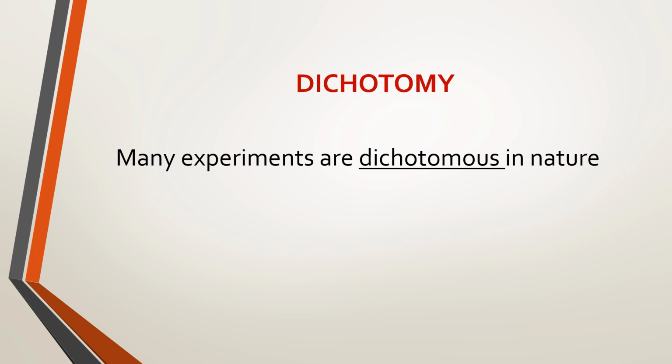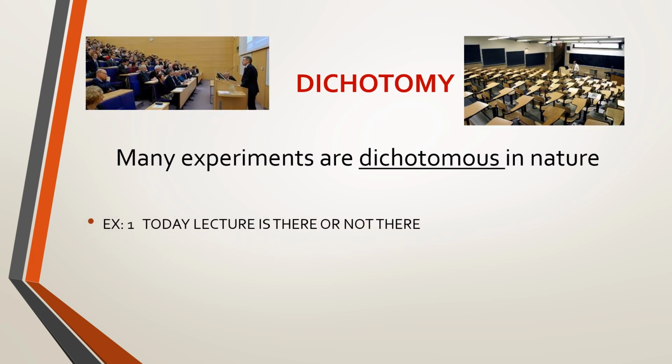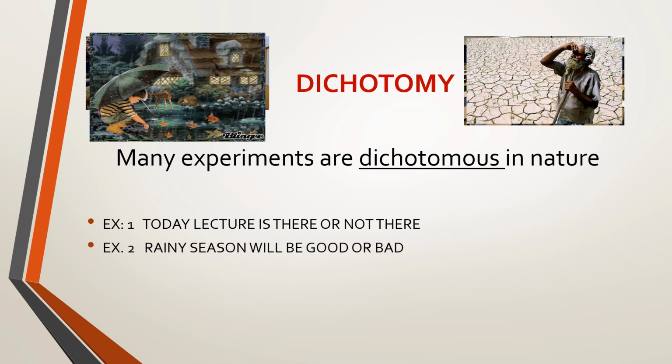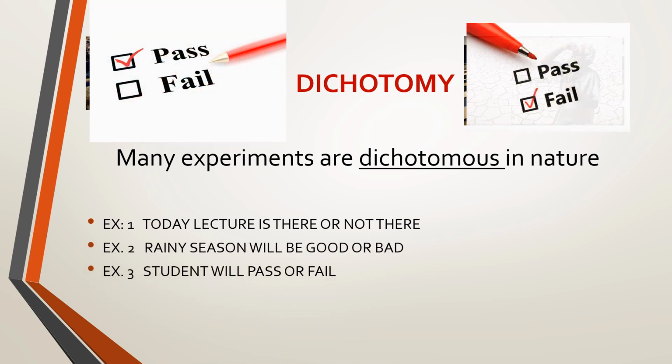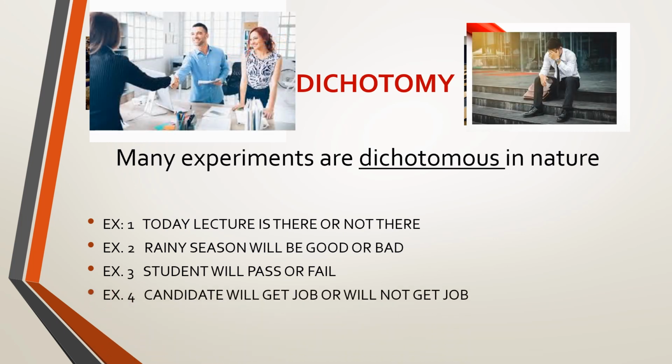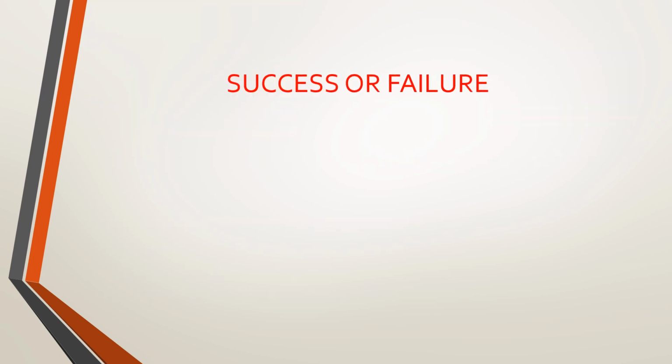For example, today the lecture is there or not there. The rainy season will be good or bad. A student will pass or fail. A candidate will get the job or will not get the job. That means in every experiment we can name one outcome as success and the other outcome as failure.